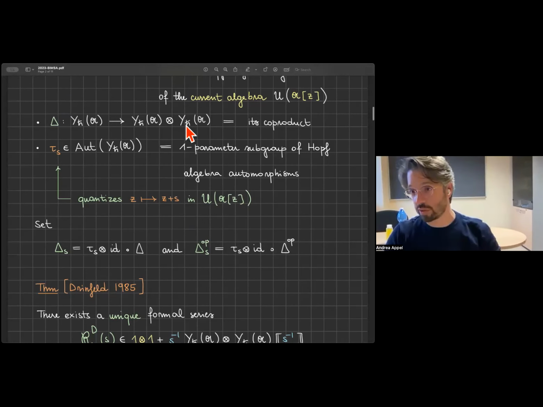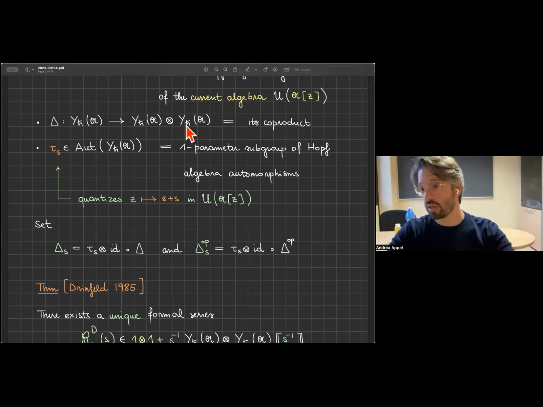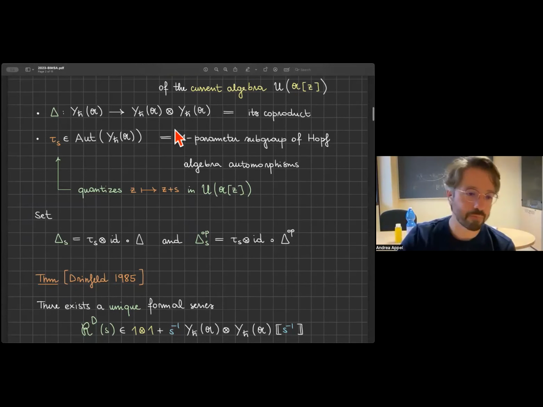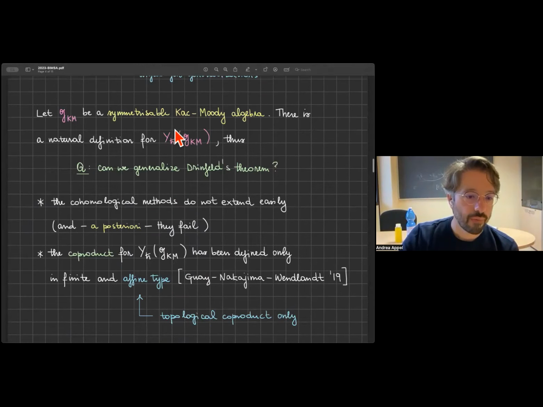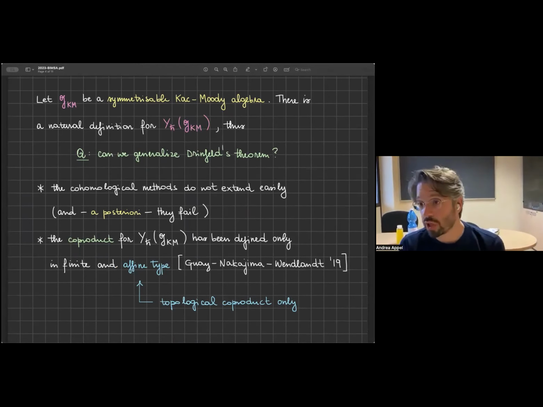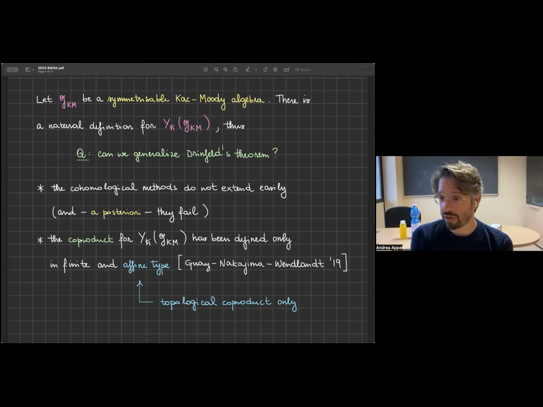In a certain sense, as I will show in a second, it means that you need to consider maybe series in a parameter with values in this tensor product. So you take something bigger. Okay, so this coproduct is topological, first thing, and then we will discuss it a little bit more. And the second thing is that in fact this coproduct is only defined in affine type.